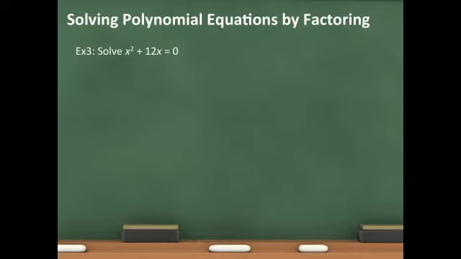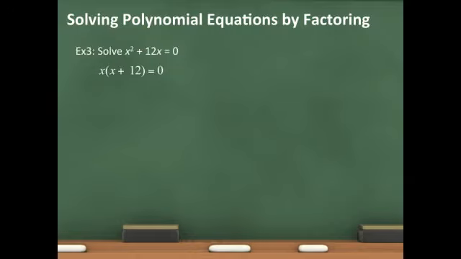Since we now have a polynomial with two terms, we want to use a factoring technique that applies to two terms. For this we can use the greatest common factor, GCF. We see that the variable x is common to both terms, so we factor it out. This will give you x times the binomial x plus 12, which is still equal to 0.